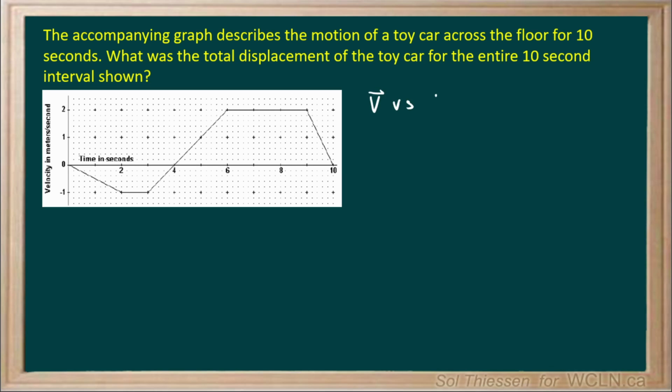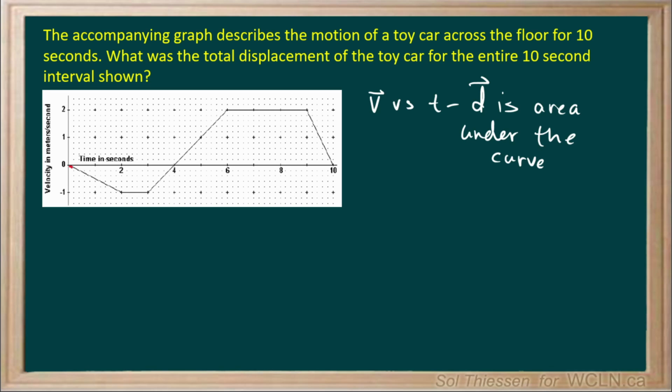So remember that on a velocity versus time graph, displacement is the area under the curve or under the graph. More accurately, it's the area bounded between the graph and the time axis.